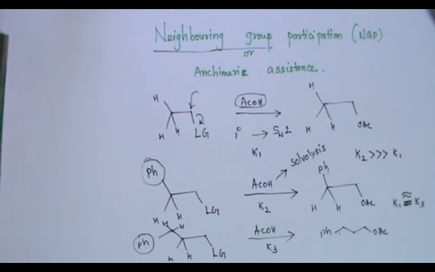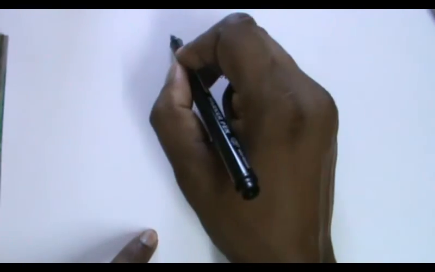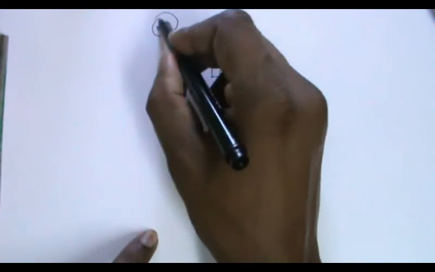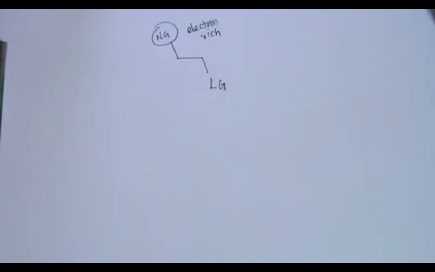What are the groups that can be involved in such neighboring group participation? Simply, I can say there should be a leaving group. After that, the neighboring group should be electron rich. It may be a lone pair of electrons, or it may be an alkene, or it may be an aromatic ring. If the electron density is more, that may be involved in neighboring group participation.